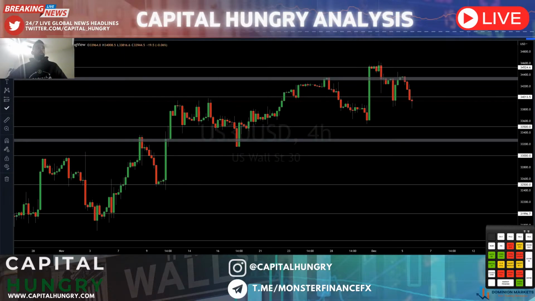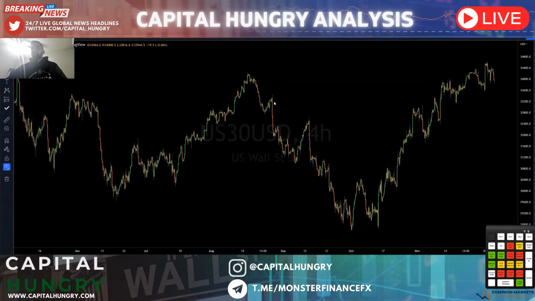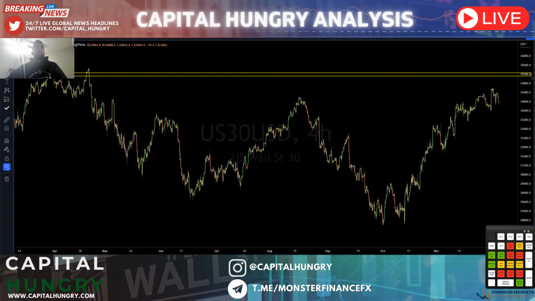On US30, if you zoom out here, as long as we still have the Christmas rally holding weight, we're holding above some of these key liquidity zones of interest, still respecting intraday bullish structure, as well as dollar weakness, I can see us extending into this next liquidity zone of interest, which is roughly at the 35K price point.